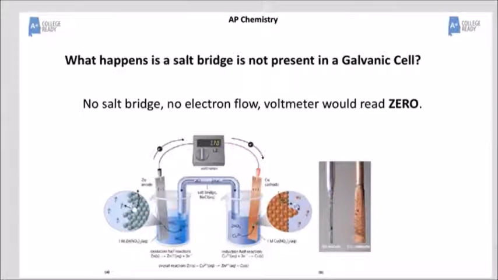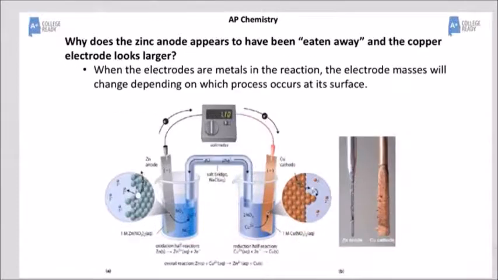So, what if there's no salt bridge? This is a pretty common question that happens. If there's no salt bridge, the charges build up, the electrons cannot flow. So the voltmeter would have no reading. It would have a reading of 0. It would not be producing electricity.